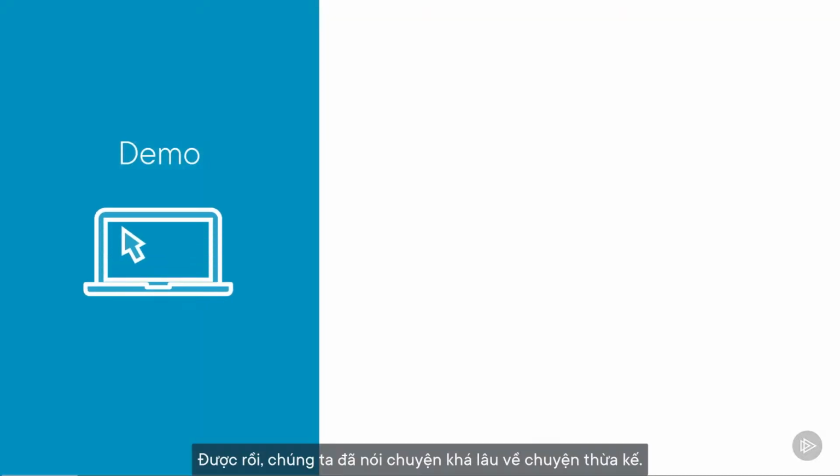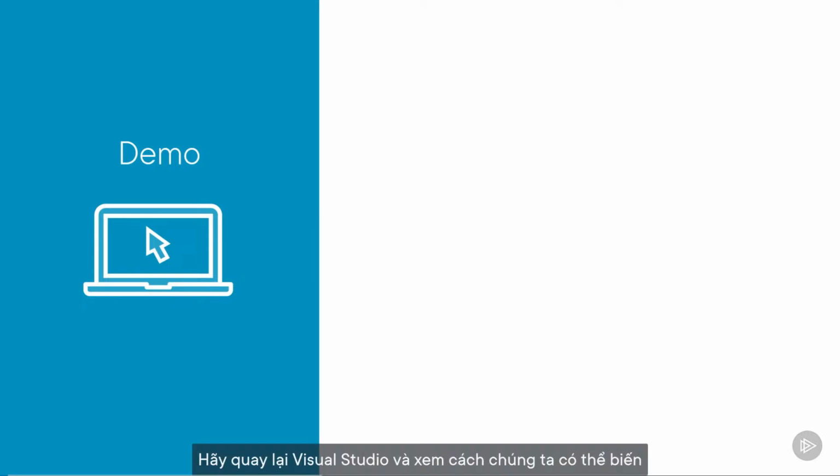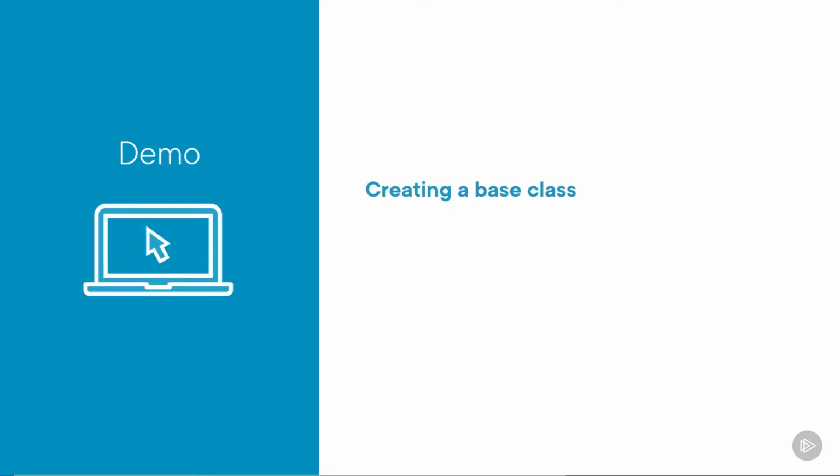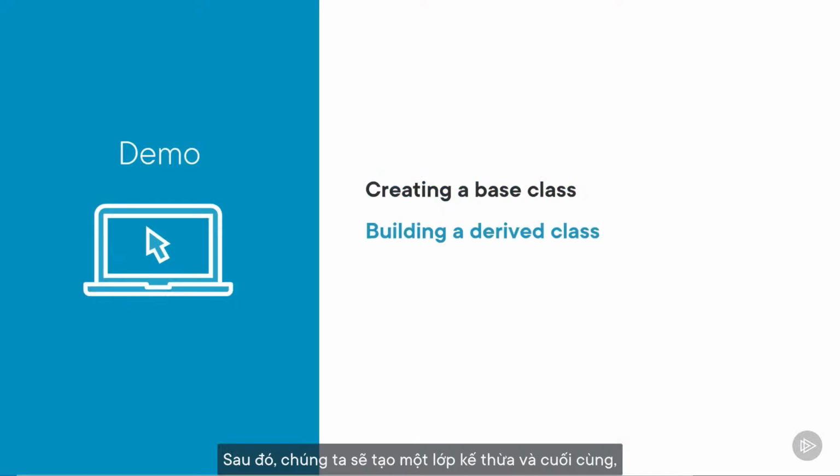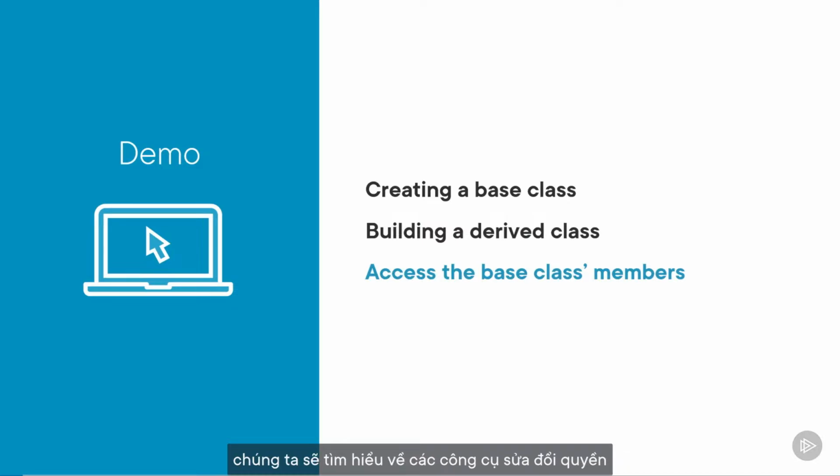Alright, we've been talking for quite a while now about inheritance. Time to see it in action. Let's head back to Visual Studio and see how we can turn our employee into a base class. Then we'll create an inheriting class, and finally we'll learn about the access modifiers and what influence they have.